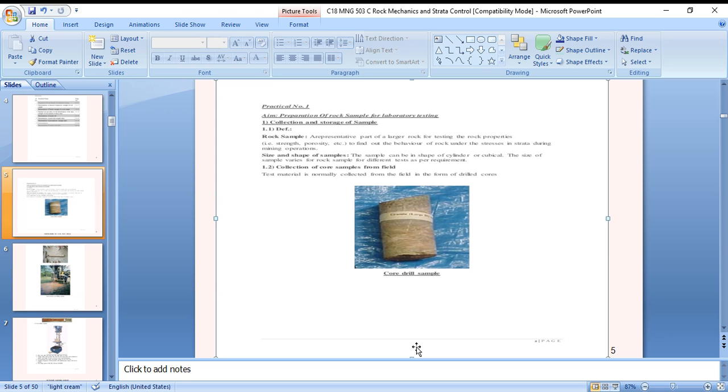Size and shape of the samples. Samples can be shaped to cylinder or cubical. The size of the sample: for rock samples, different thicknesses are used. Test material is normally collected from the field, and the samples are collected for sampling.